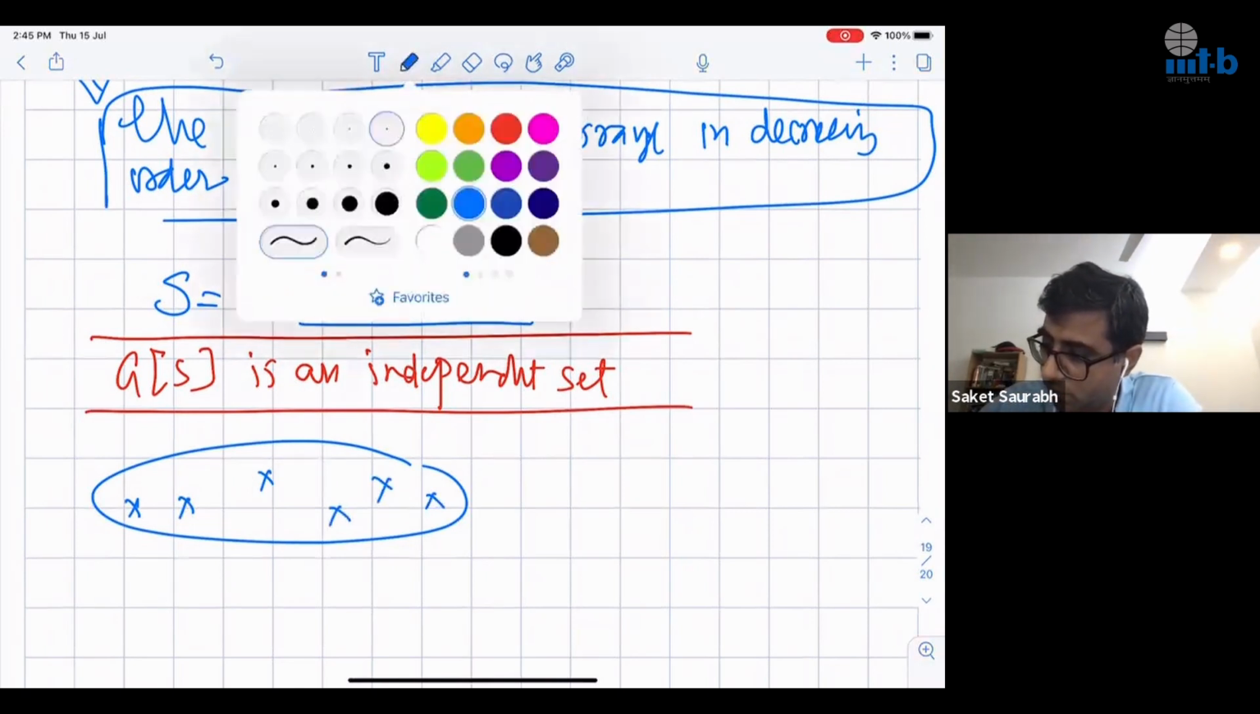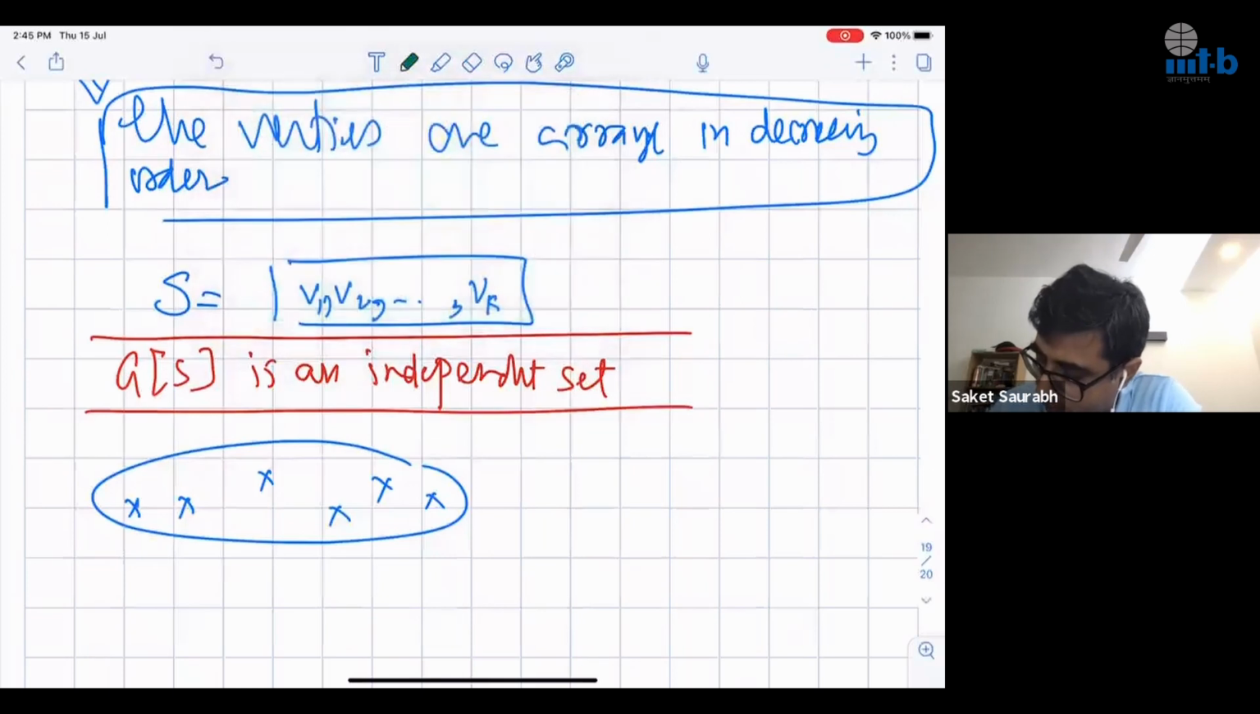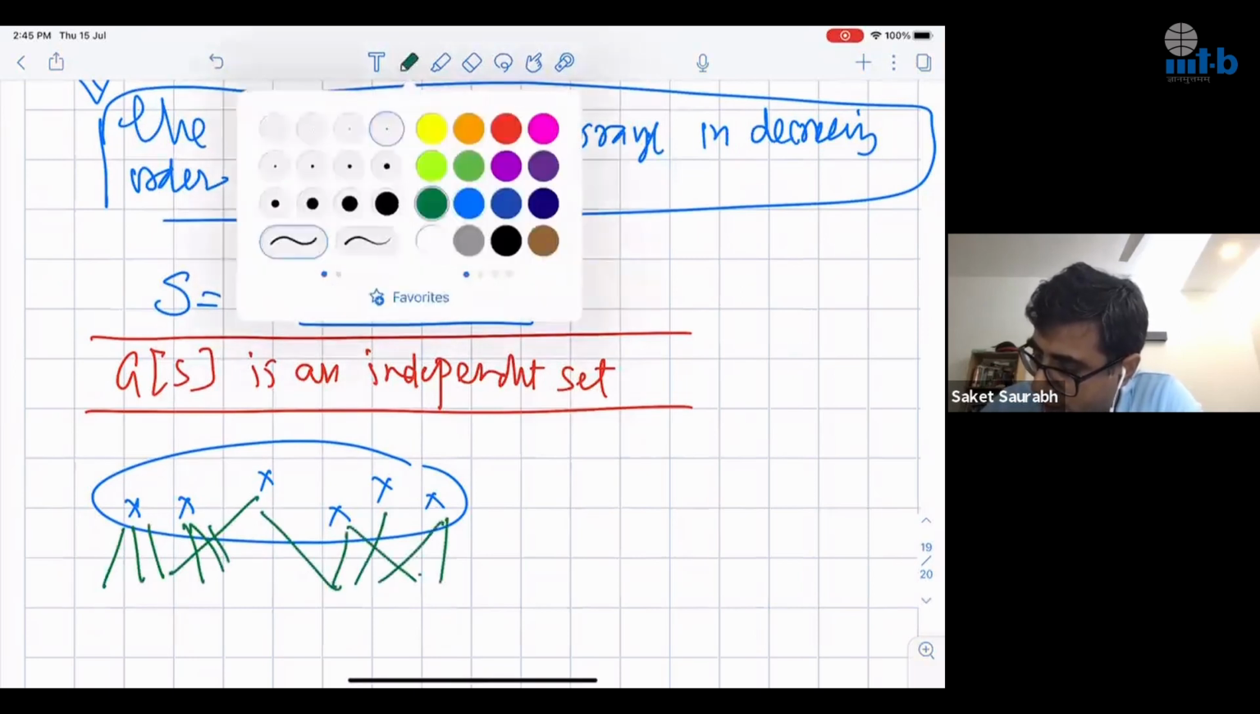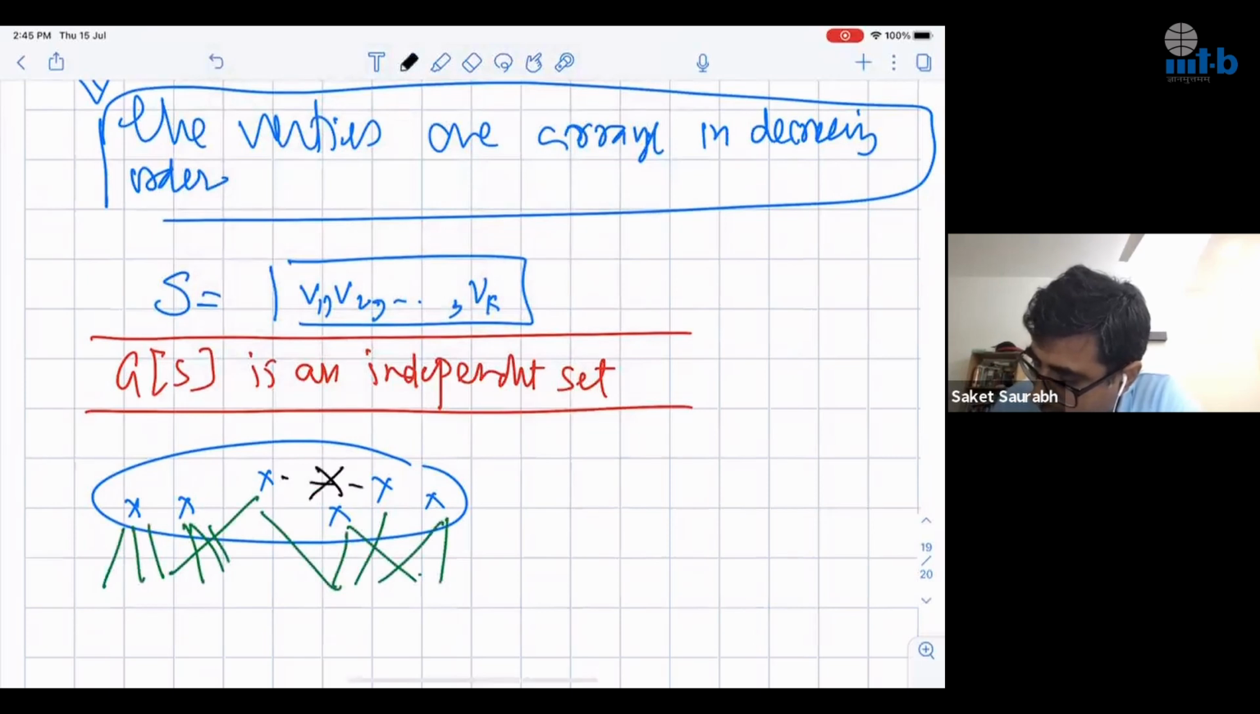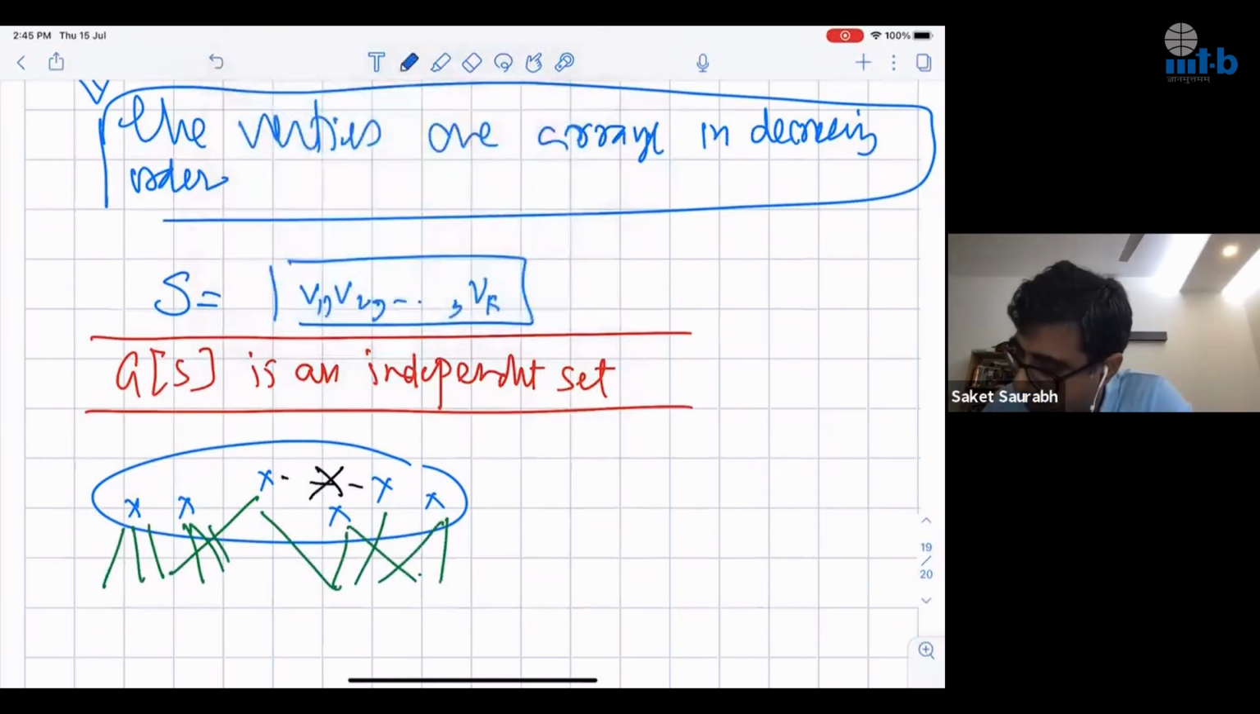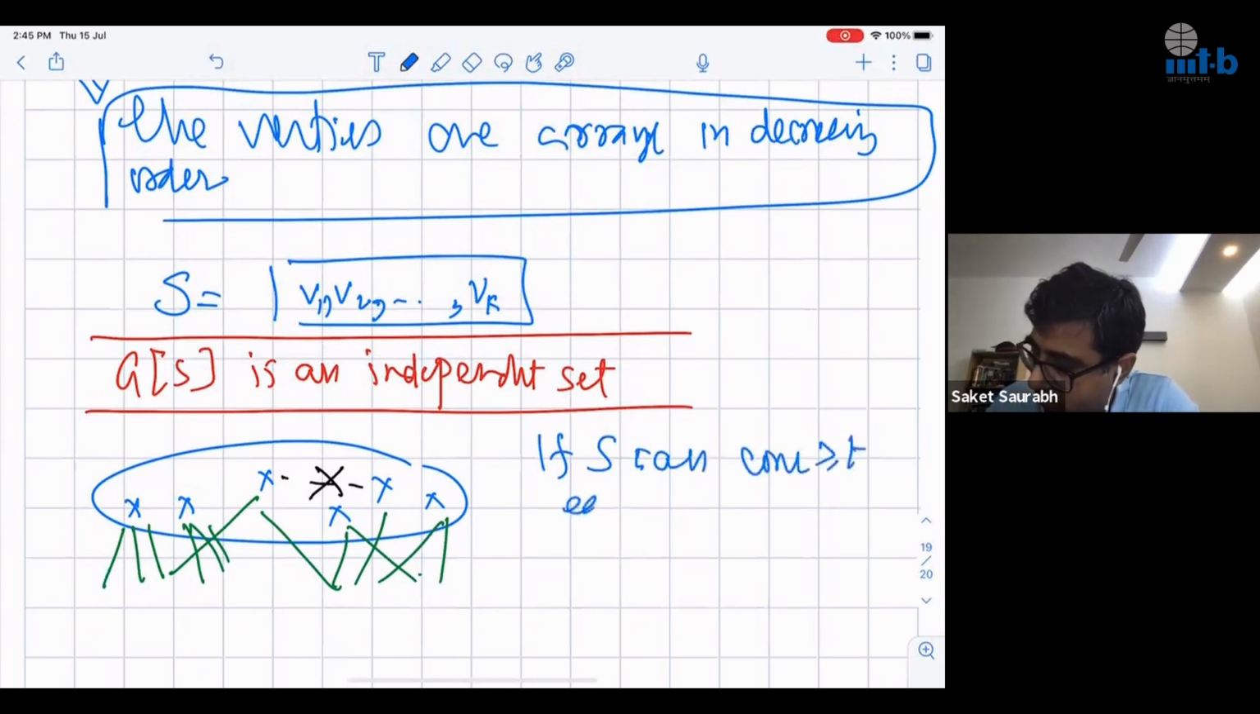And I know that all the edges are like this. It could be like this, like this, like this. But we do not have any edges here. Okay, then my claim is, if S can cover at least T edges, then good. Else, it is a no instance.